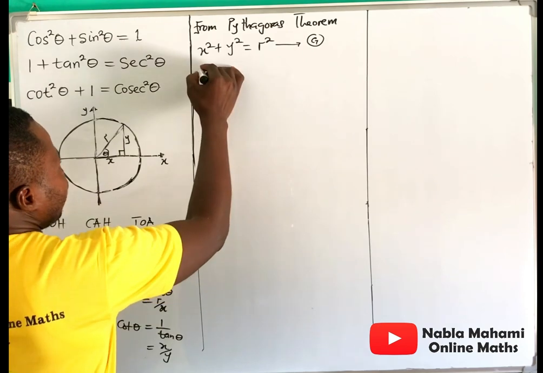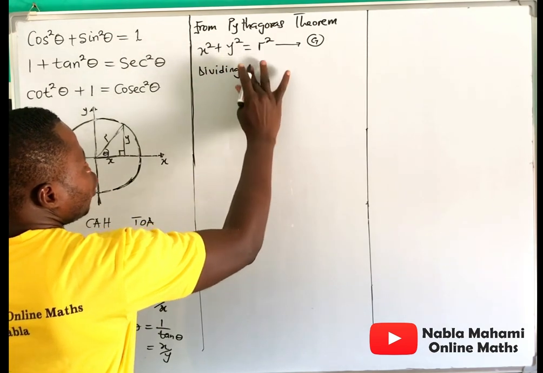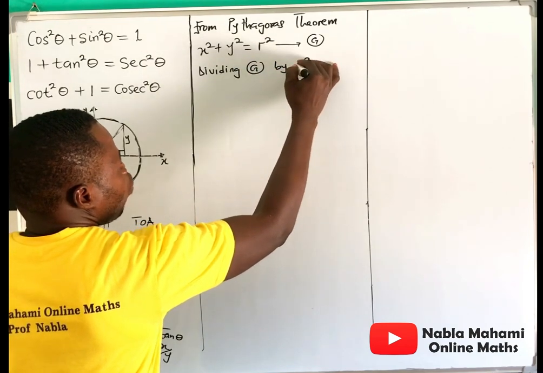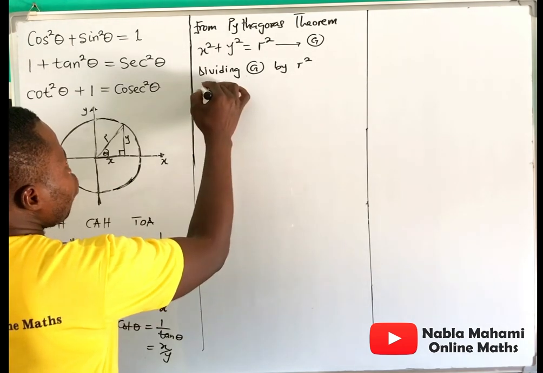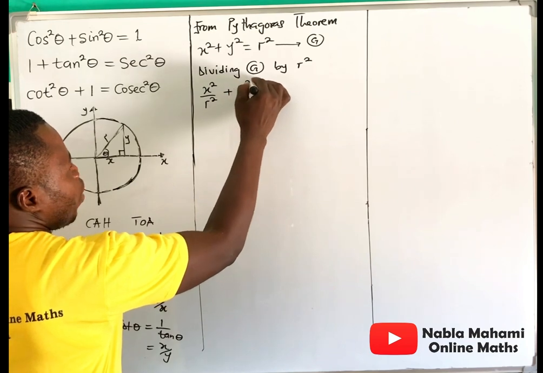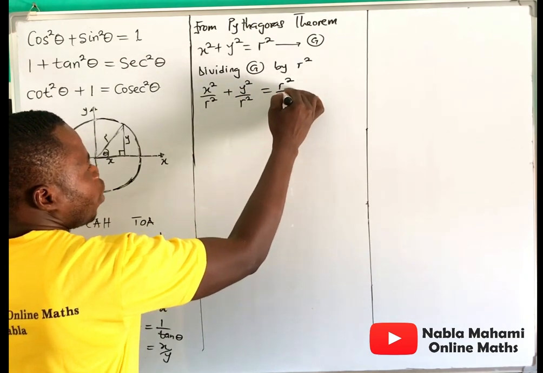Now, first, dividing G by r square. So we are going to divide the whole of this equation by r square. That means that here will be x square over r square plus y square over r square is equal to r square over r square.